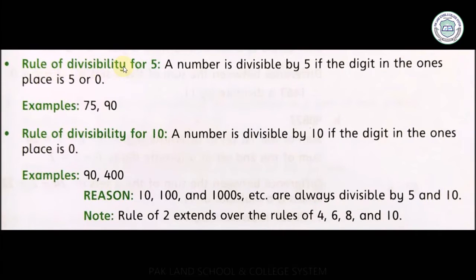Rule of divisibility for 5. A number is divisible by 5 if the digit in the ones place is 5 or 0. Ones place 5 here, and 90 has 0 in the ones place. Rule of divisibility for 10. A number is divisible by 10 if the digit in the ones place is 0. Like ones place 0 here and here. Reason: 10, 100 and 1000 are always divisible by 5 and 10. The rule of 2 extends over the rules of 4, 6, 8 and 10.